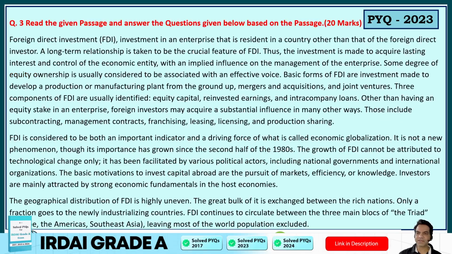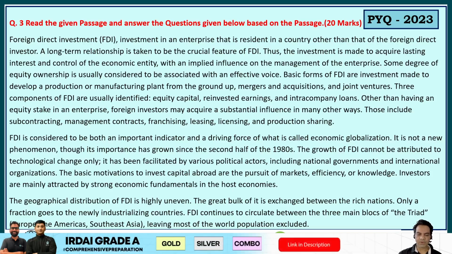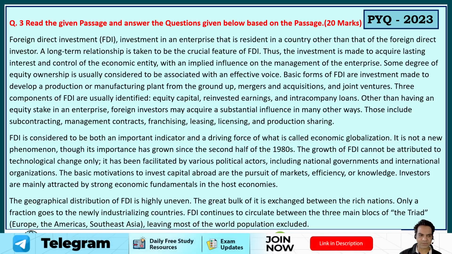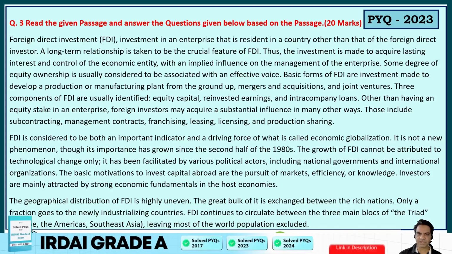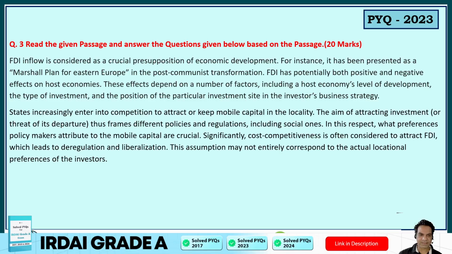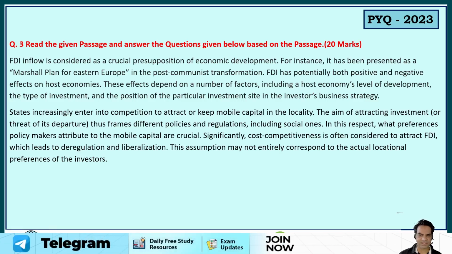Third was, guys, reading comprehension, worth 20 marks. So this passage was about FDI and what crucial role FDI plays in a country, especially in India. Right, the triad: Europe, America, and Southeast Asia. FDI continues to circulate between 3 major blocks: Europe, Americas, and Southeast Asia. Right, so FDI inflows is considered as a crucial presupposition of economic development. For instance, it has been presented as a Marshall Plan for Eastern Europe.